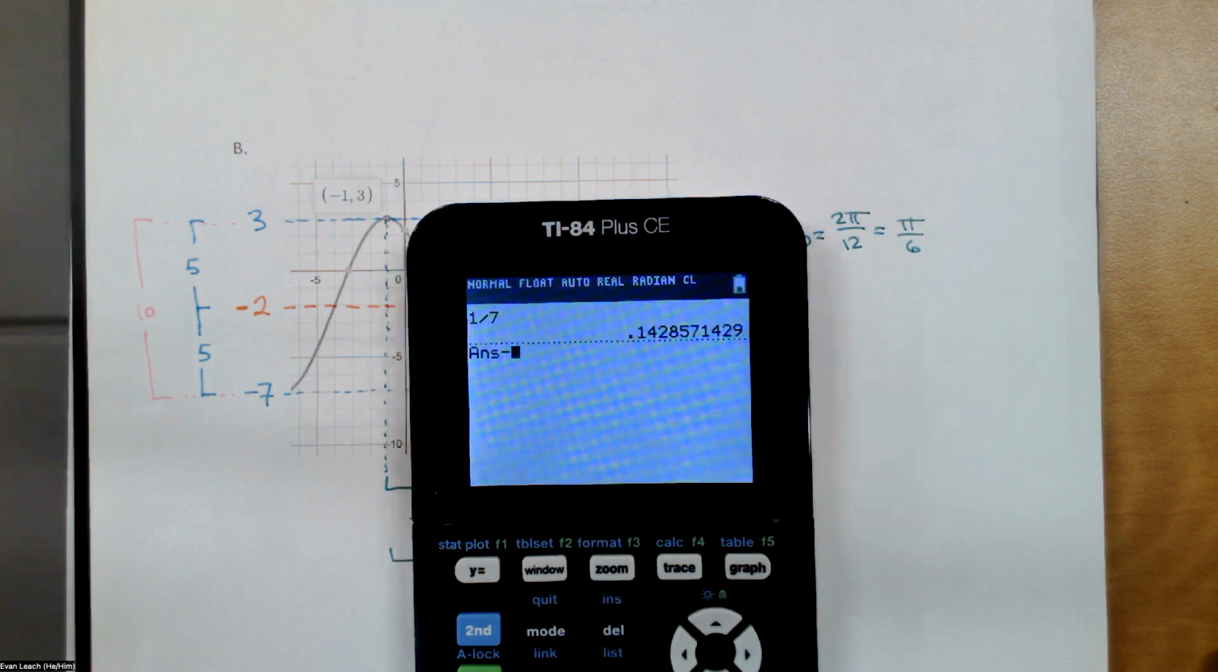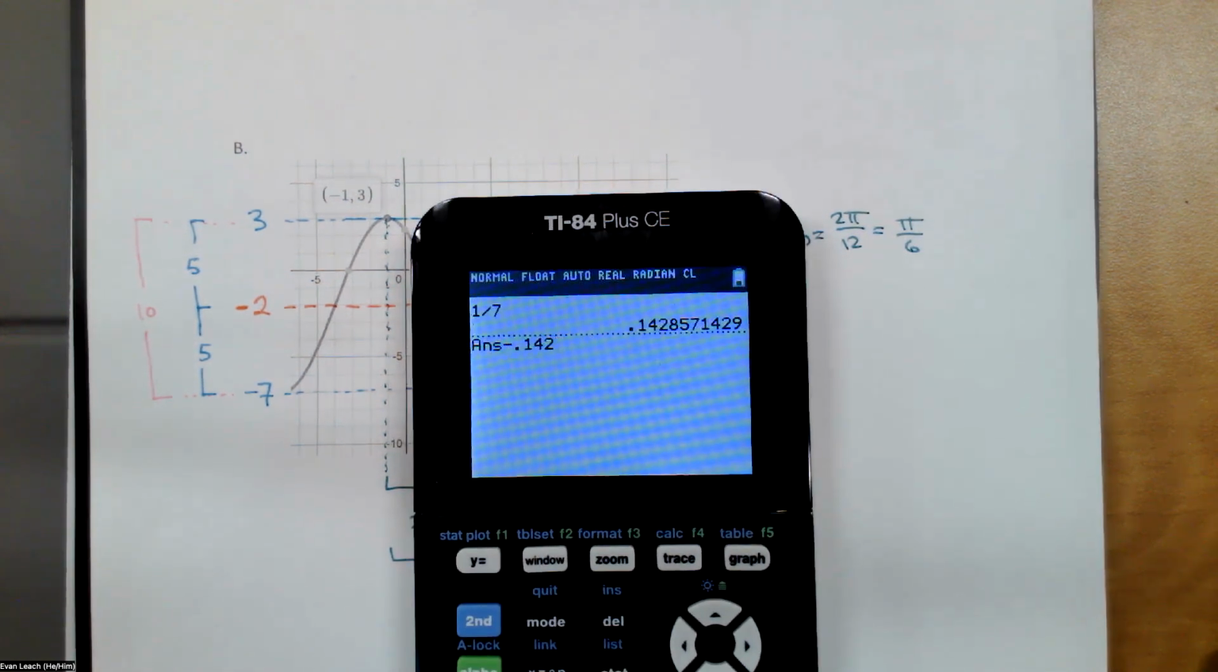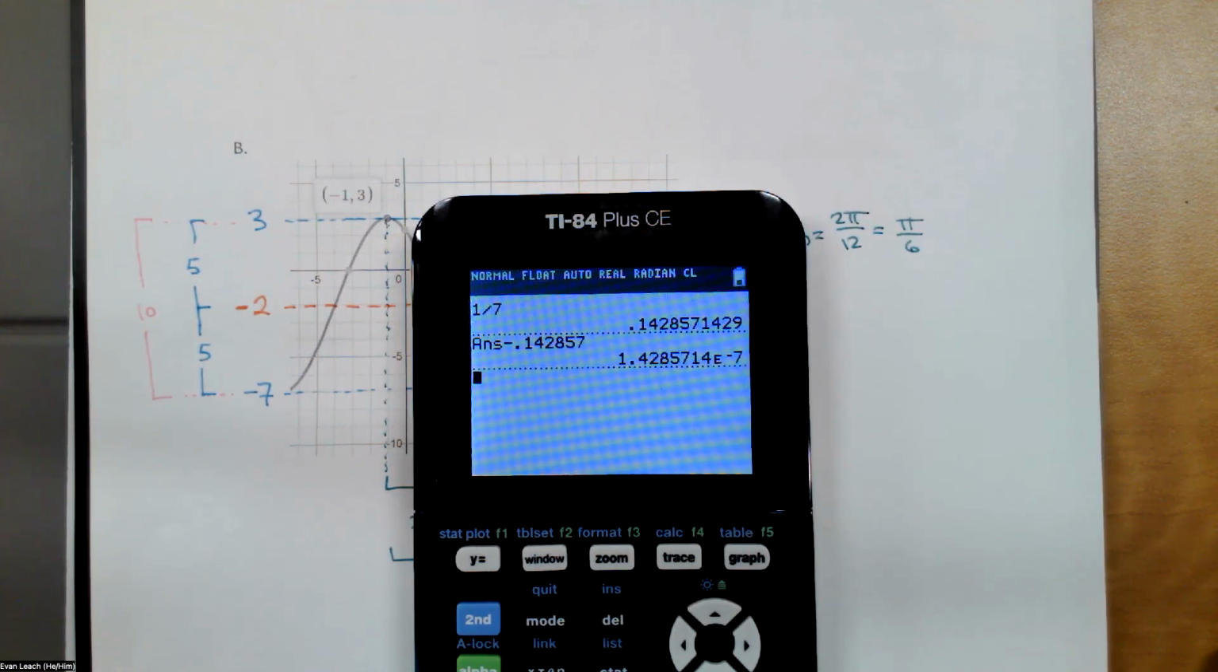Because if I subtract 0.142857, there's another 1.42857. So these are repeating decimals. Anytime that you have a repeating decimal, we can write that as a fraction. Anytime you can't write it as a fraction, it never repeats and it never stops. That's called being irrational.